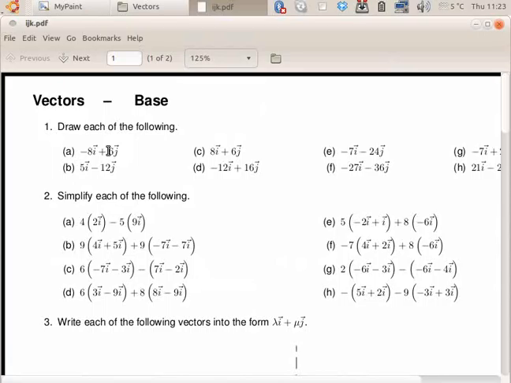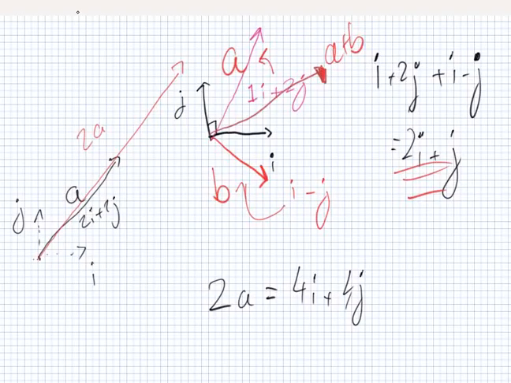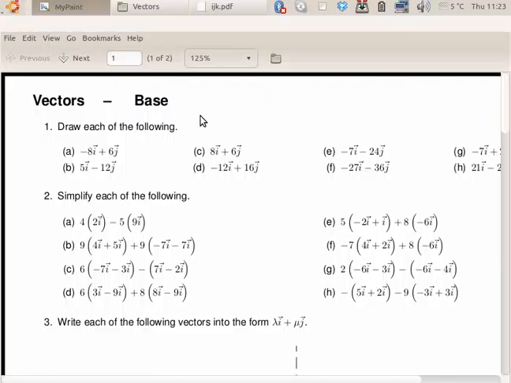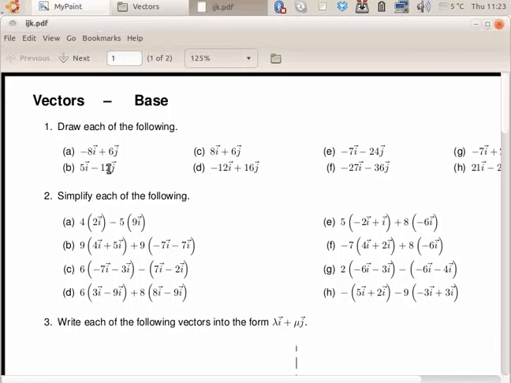So the A, let me show you. So what I want, both in the same graph? Yeah. So here is the I, here is the origin, and here is the J. Okay. So minus 8I plus 6J.